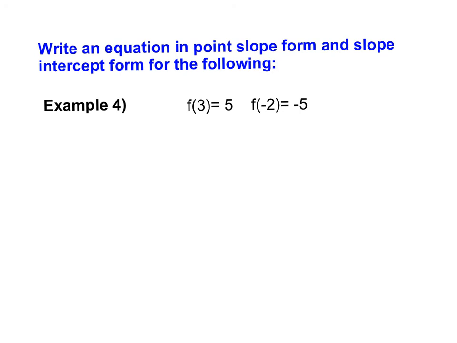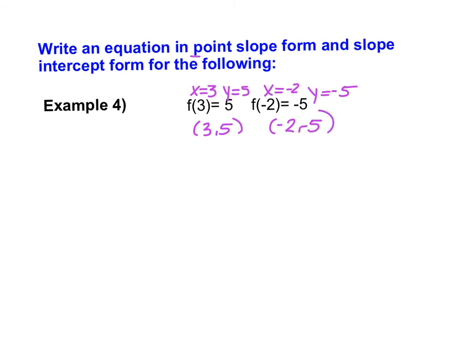And final example here. So this one might look a little weird, but this is known as function notation. And what this is saying is that when x is equal to 3, y is equal to 5. When x is equal to negative 2, y is equal to negative 5. So what we really have here are the points 3, 5, and the points negative 2, negative 5.